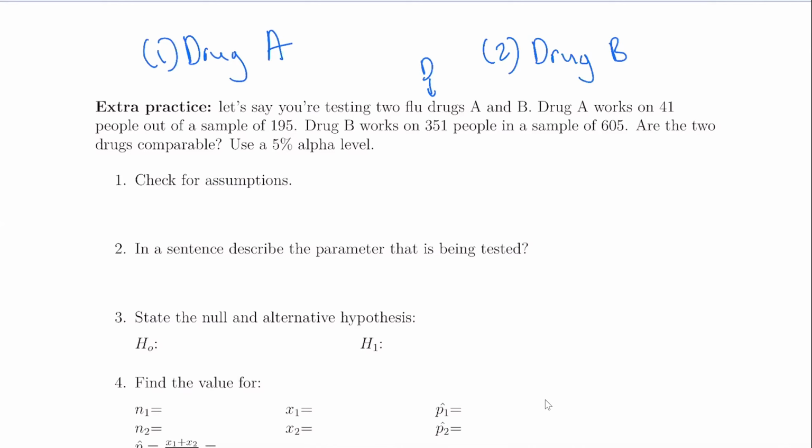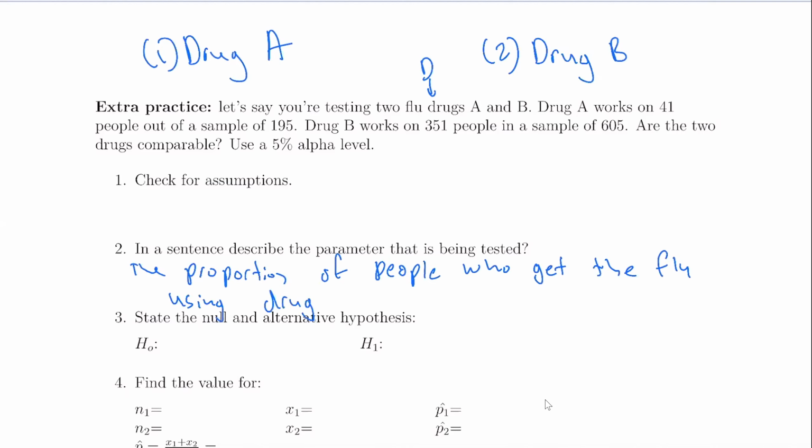So for this one, we'll say the parameter being tested is the proportion of people who get the flu while using drug A and drug B.